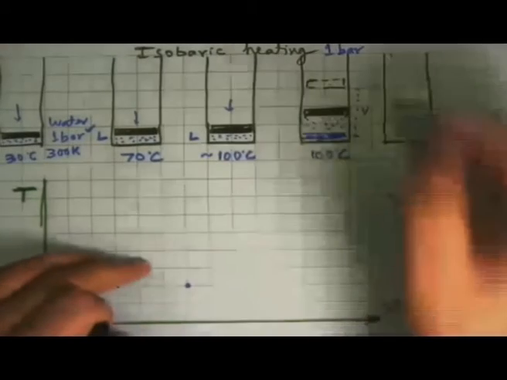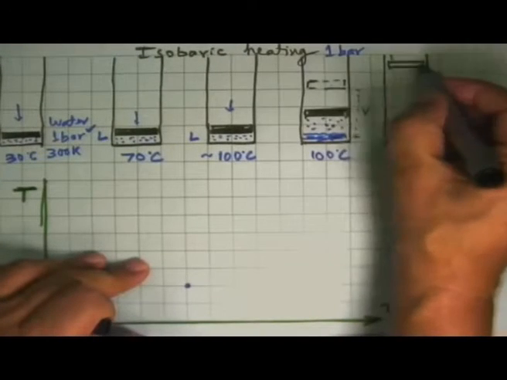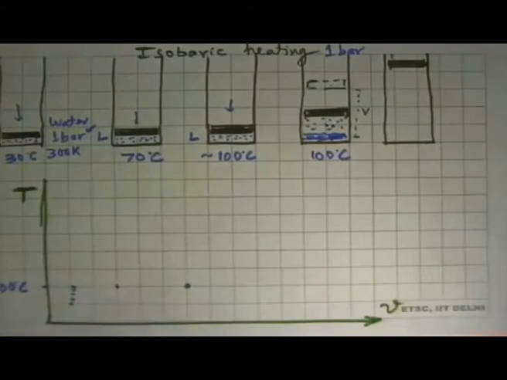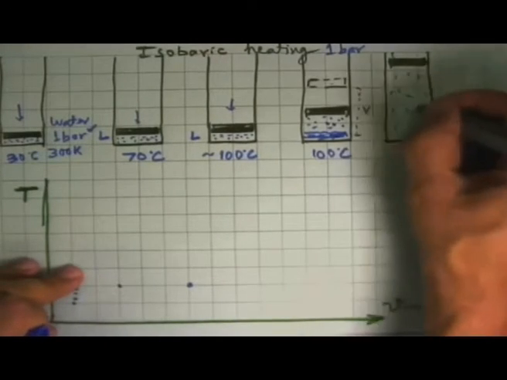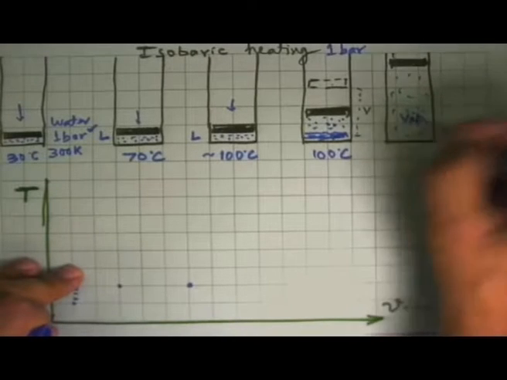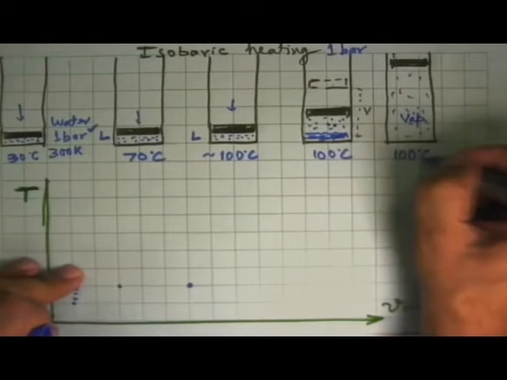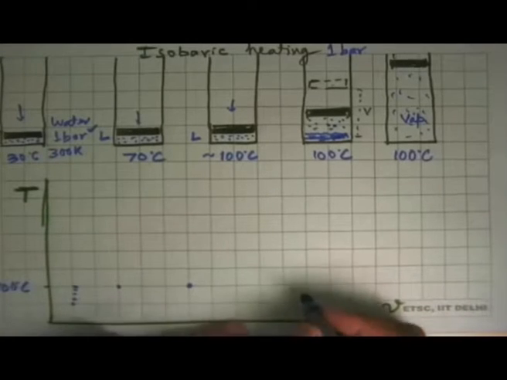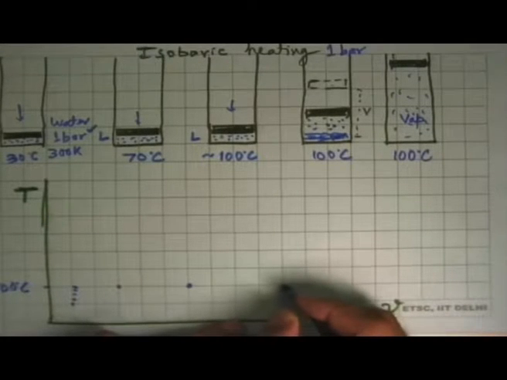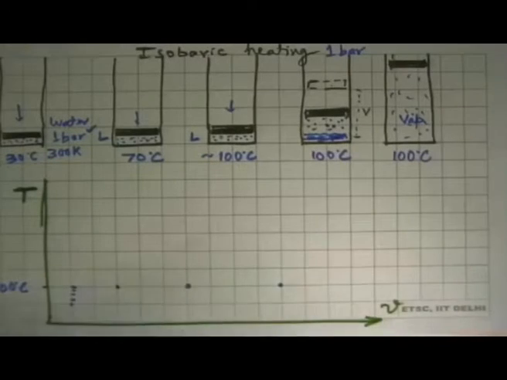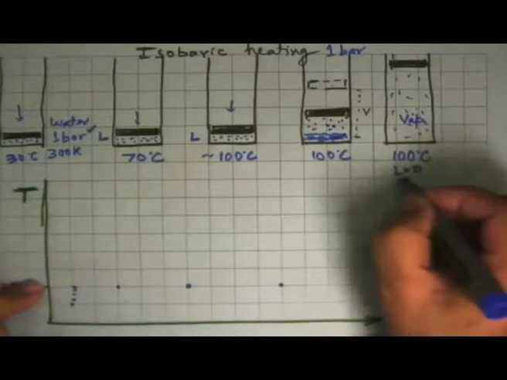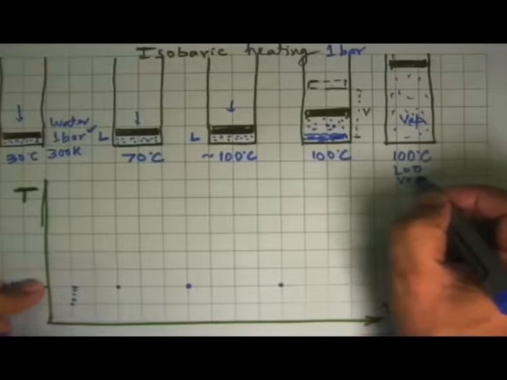We reach a point where the piston has gone up over there. Pressure is still 1 bar, and in this all we have now is a vapor, but the temperature is still 100 degrees Celsius. We can make a plot and say, okay, this thing comes over here, which means that at this point liquid is 0 and vapor is complete, 100%.